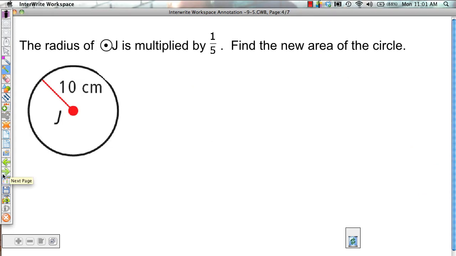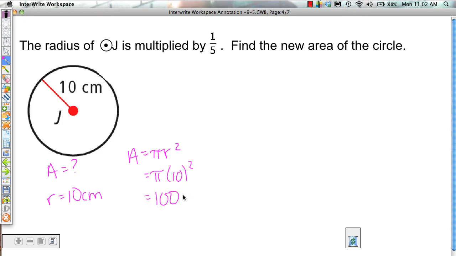Let's take a look at a circle. Here we're multiplying the radius by 1/5. We want to find the new area of the circle. So let's think about what we have. Area is what we're finding. The radius we're given is 10 centimeters. So if we use our formula, area equals pi r squared, we get an area of 100 pi square centimeters.